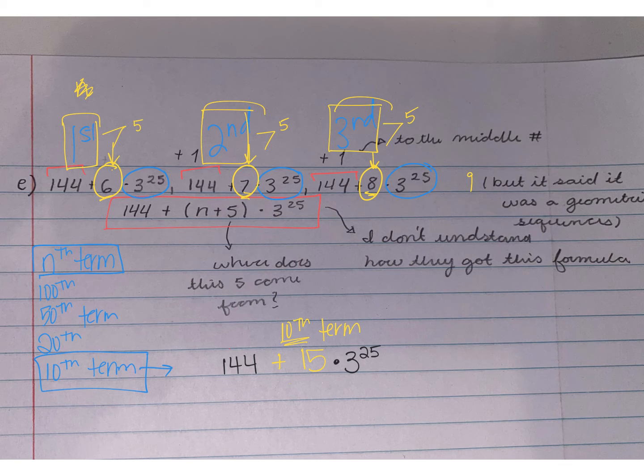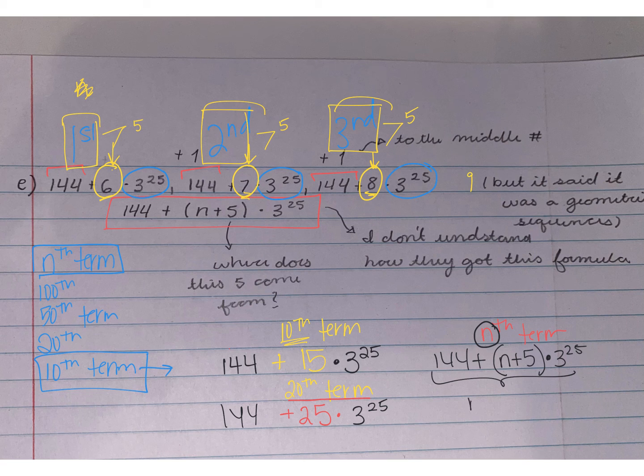So if I wanted the 20th term, I would have the 144, and I would have the 3 to the 25th power, but I would need 5 more than where I'm at. When I say where I'm at, it's the 20th term, so 5 added to that would be 25. So if I want the nth term, I'm going to write 144, and I'm going to write 3 to the 25th, and n, again, that just means any numbered term. So whatever numbered term it is, I'm going to have n, but plus 5 to it. And that's going to be the chunk that will be multiplied by 3 to the 25th. So hope that helps. Again, that's the nth term.